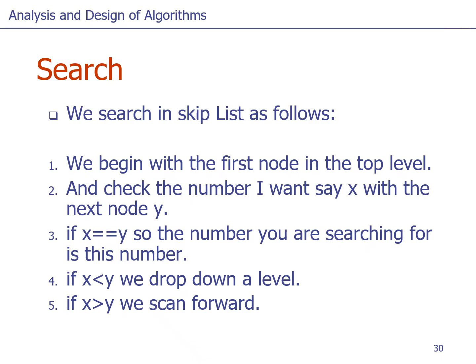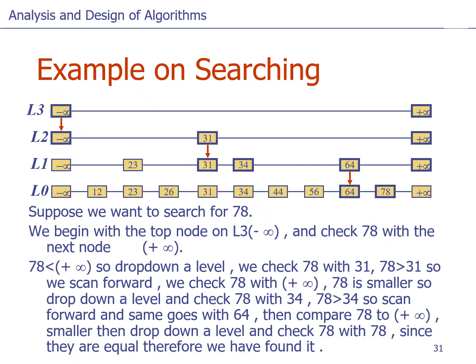That's obviously a lucky situation because I'm checking the first node in the first level at the top, and I found what I'm looking for. Now, if what I'm looking for is less than what I'm seeing inside the node, if x is less than y, I will drop down one level. If x is greater than y, I will move forward in the same level. So here is an example of a search on the value 78, which exists way at the bottom, far right side of L0.